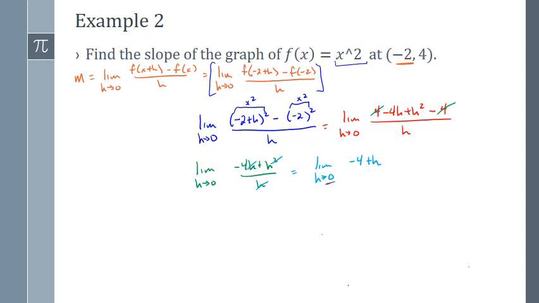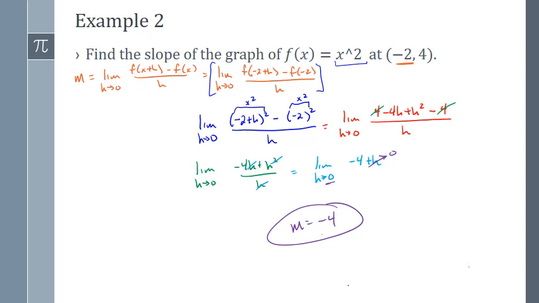Remember, we're going to evaluate it at 0. So h goes to 0, so that whole thing goes to 0. So my slope is negative 4. So the slope of that function, x squared, at (-2, 4), is negative 4.